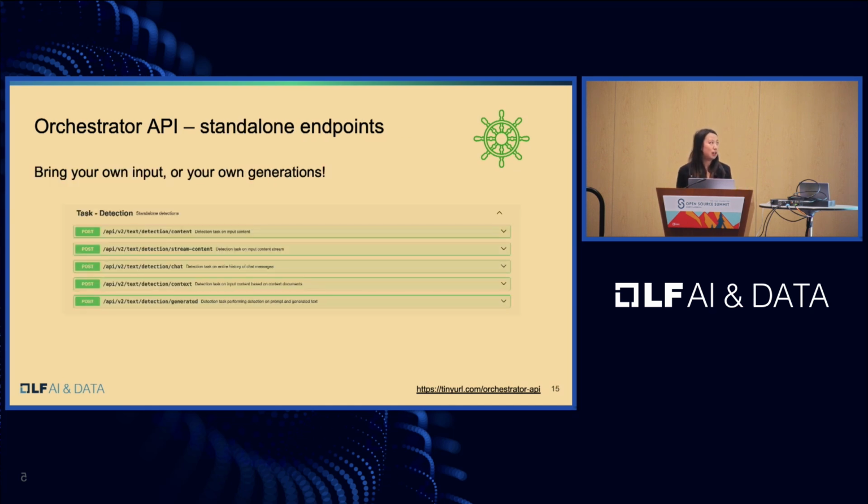And then there's the set of standalone detection endpoints we have, and this allows users to essentially bring their own input or bring their own generations that they want to run detections on. And this is helpful for users who may want to host their model somewhere proprietary, somewhere they don't want to share, but then still be able to run detections on those outputs.